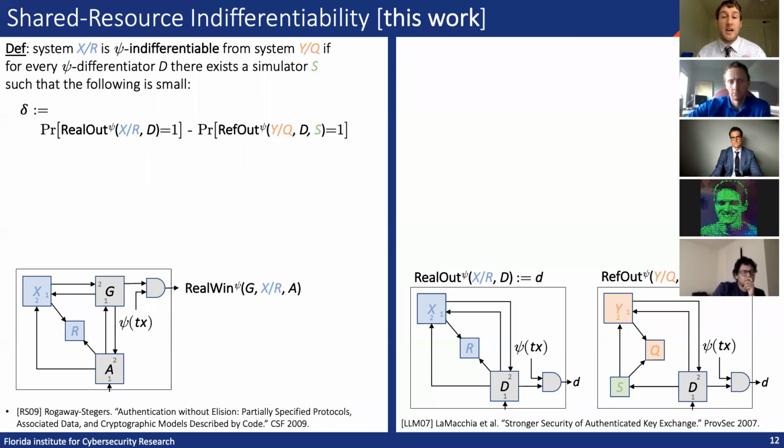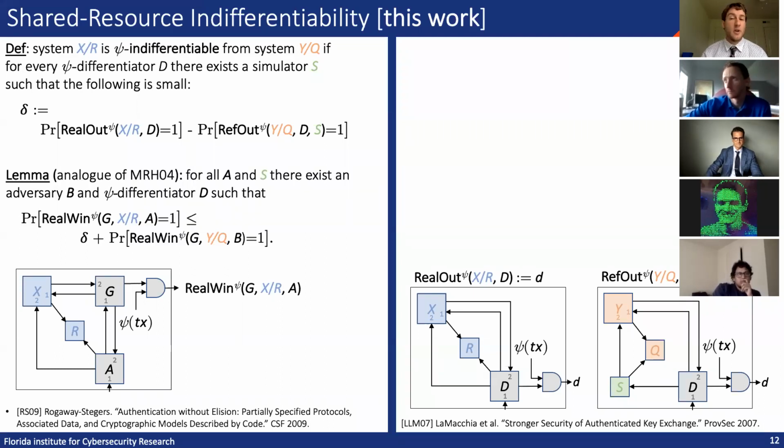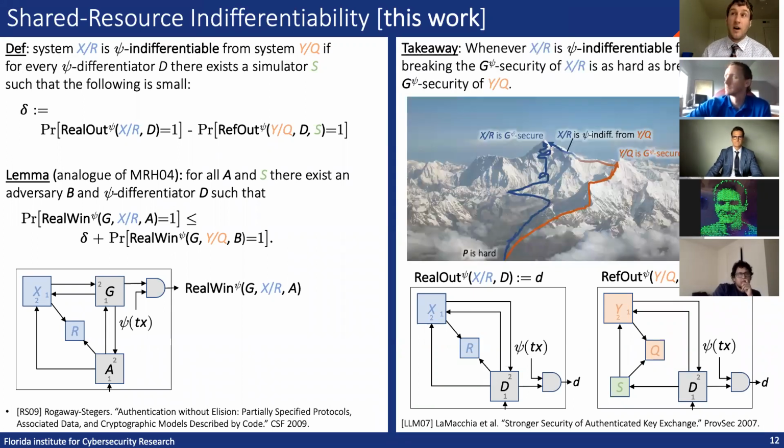So the new definition is this. We'll say that X with shared resources R is psi indifferentiable from Y with shared resources Q if for every efficient differentiator D, there exists an efficient simulator S, such that D can't differentiate the real experiment from the reference experiment, except perhaps with small probability. For this generalized notion, which we'll call shared resource indifferentiability, it's easy to prove an analog of the composition lemma that we had before, which says that if the real system X with R is psi indifferentiable from the reference system Y with Q, then breaking X with R is essentially as hard as breaking Y with Q, in the sense formalized by any game G and transcript predicate psi.